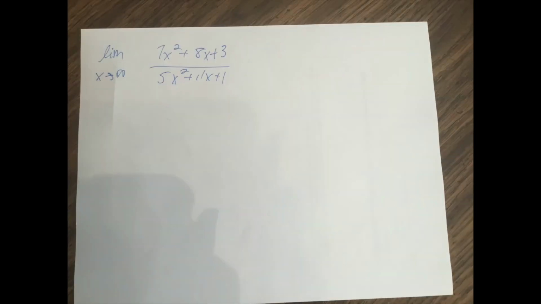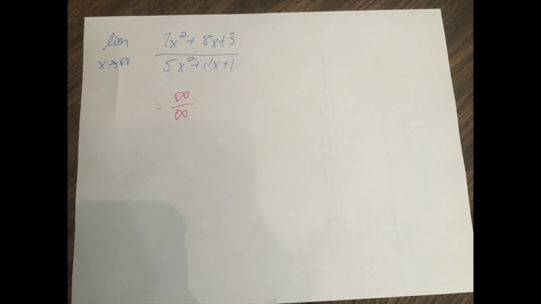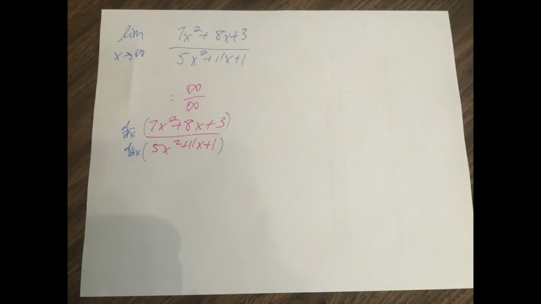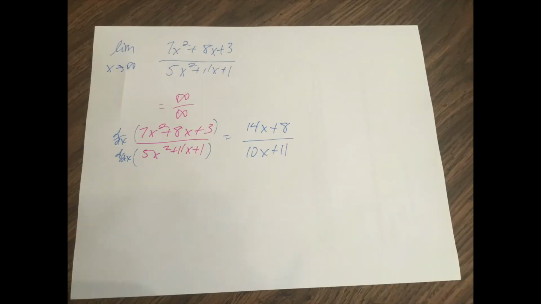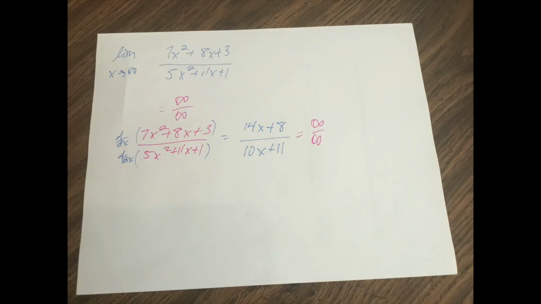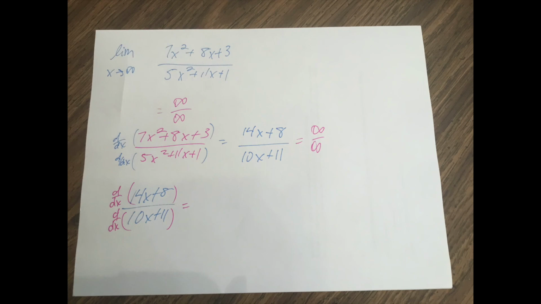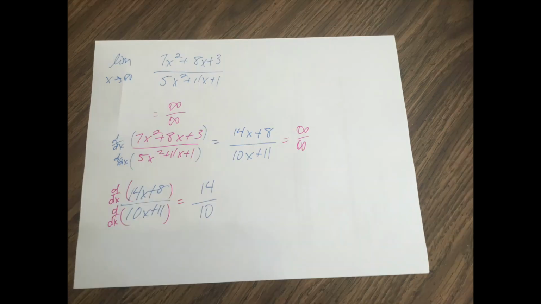On this one, we're going to get infinity over infinity, and then we're going to do the derivative of the numerator and the derivative of the denominator, and then we're going to get infinity over infinity. So that's why I did this example for that reason and for the next reason. When we do L'Hopital's rule again, then we're going to get 14 over 10. So of course we have to simplify, but then we're done. Sometimes you do have to do L'Hopital's rule more than once.